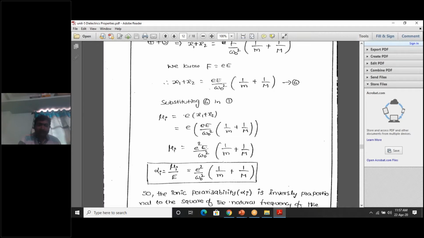If you bring this E to the opposite side of the equation, what does it become? Mu i divided by E is equal to e square by omega naught square into 1 by small m plus 1 by capital M. But we know dipole moment per unit electric field is equal to what? Polarizability. Which polarizability? Ionic polarizability. So ionic polarizability alpha i is equal to mu i by E, which is e square by omega naught square into 1 by small m plus 1 by capital M. This is the expression for ionic polarizability.